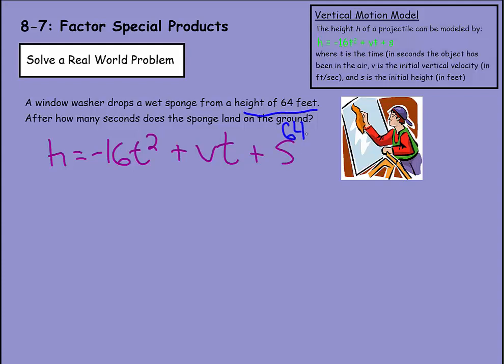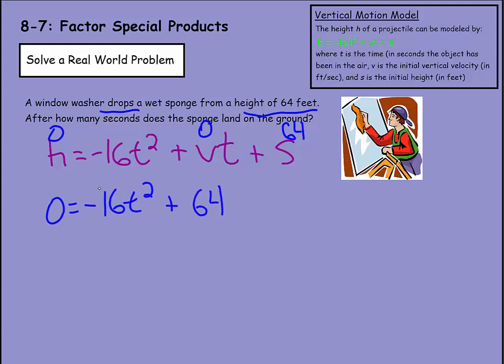So this becomes 64. Since he dropped it instead of throwing it, it actually means there's going to be no velocity at first. If he would have thrown it, then we would have had to calculate that velocity. So it's actually going to be 0 for v. And we need to find when this lands on the ground, which would be 0 for height. So if we rewrite this equation, it would be 0 equals negative 16t squared plus 0 times t, which equals 0, so I'm just going to leave that out, plus 64.